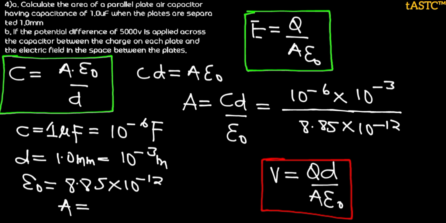So that gives us 112.99, and this is basically going to be 113 meters squared. So that is the area. Now, how can we find the charge? I'm going to take these ones out for now.